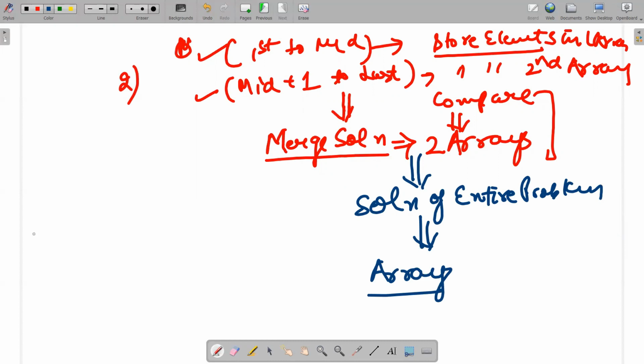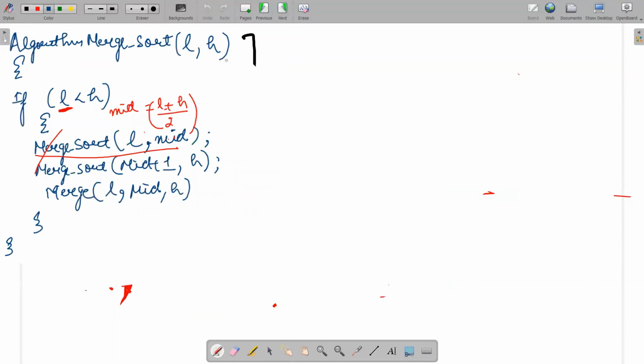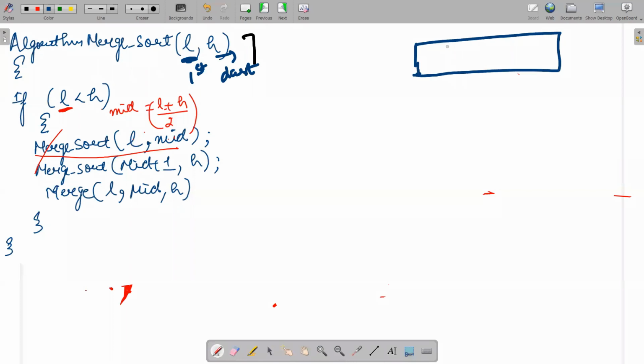The third important takeaway is we have to solve subparts one by one. We take an instance, find what we are required to do, and then solve it accordingly. So I've jotted down a particular scenario where L represents the first index and H represents the last index. I'm taking four elements which are 9, 3, 7 and 5.